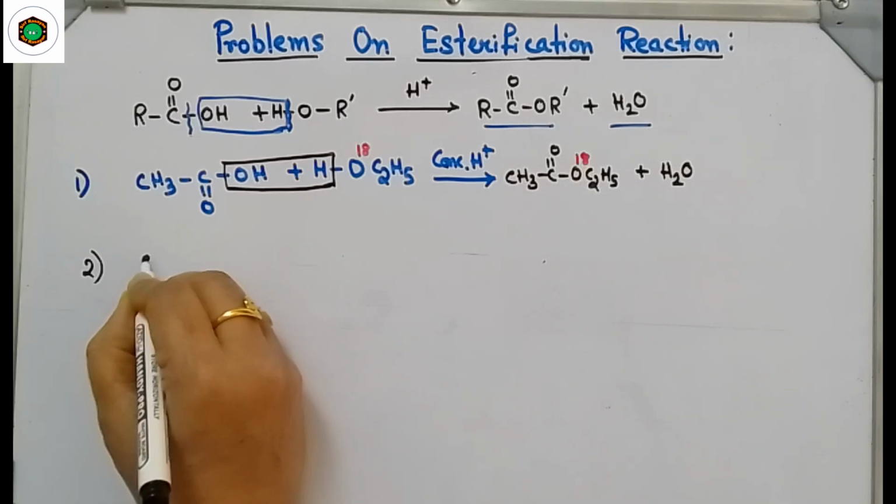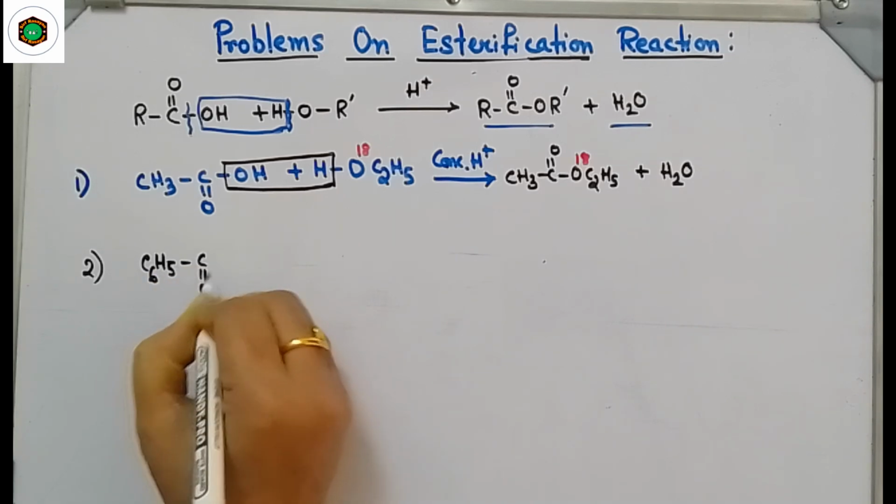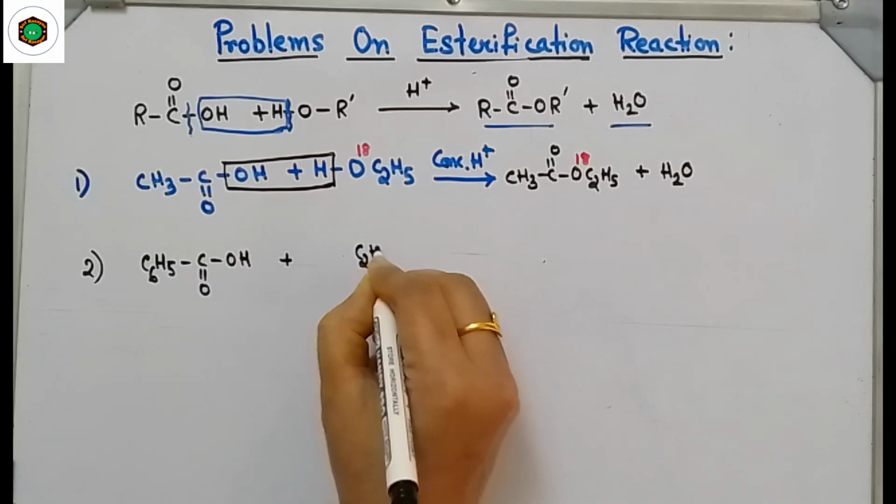Now suppose you are having C6H5, C double bond OOH plus ethanol.